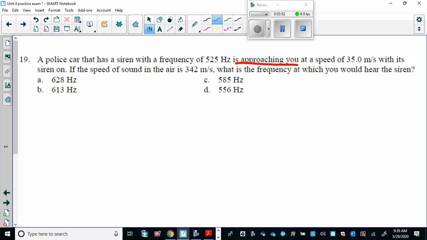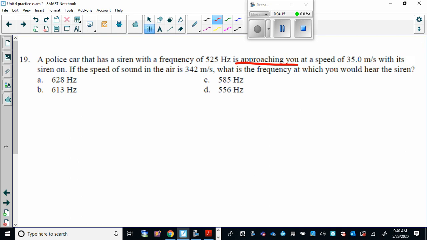Well, since it's coming towards you, the sound waves are going to hit you more frequently, therefore you're going to hear a higher pitch or a higher frequency. Just get that in your head before you do the question, that the answer automatically has to be higher. Now, since all the answers there are higher, you unfortunately can't eliminate answers right off the bat.